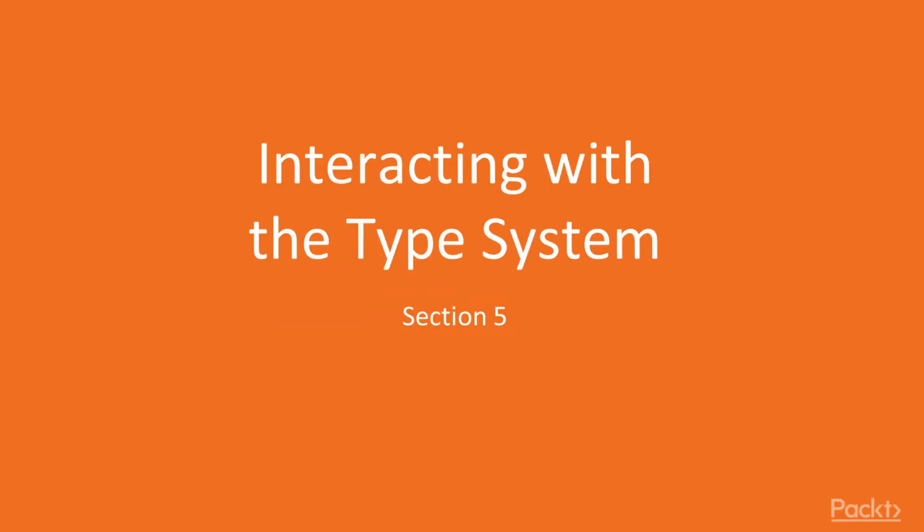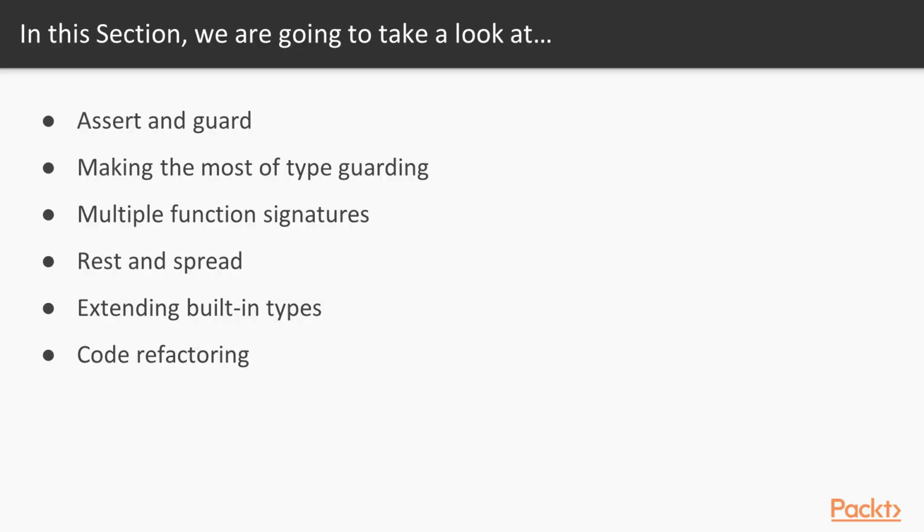Hello and welcome to Section 5 of Mastering TypeScript. This section will be on interacting with the type system. In this section, we will look more in depth into type assertion and type guarding, then at multiple function signatures, advanced function use with REST parameters and the spread operator, extending built-in types, and finally code refactoring in TypeScript.